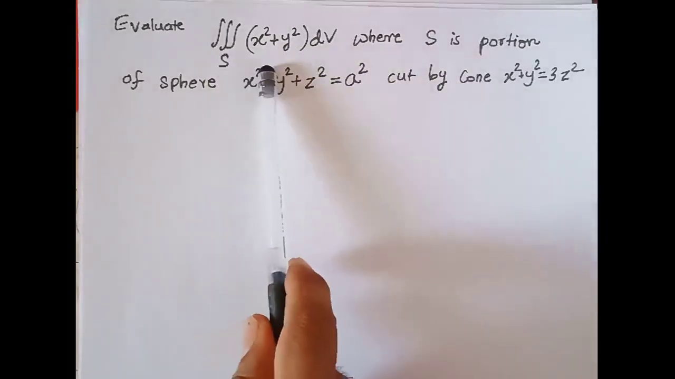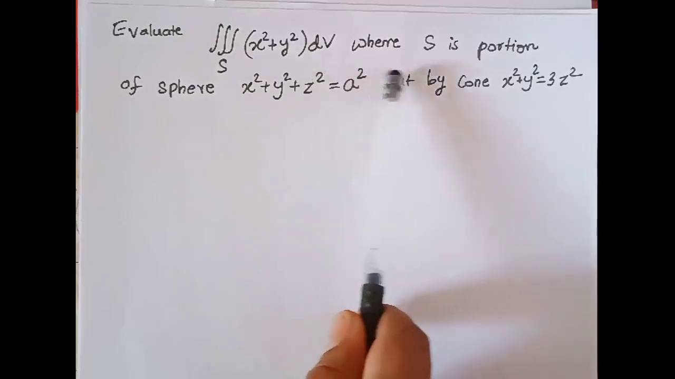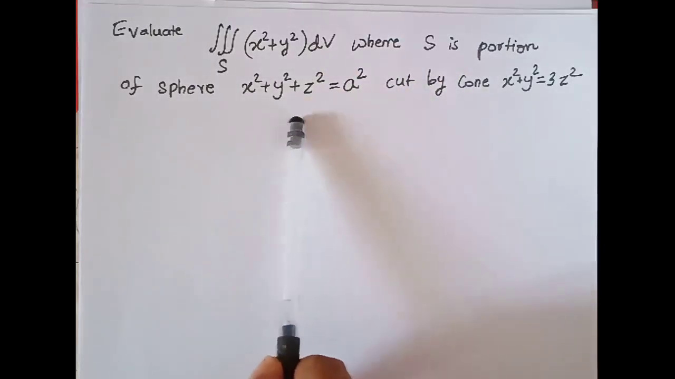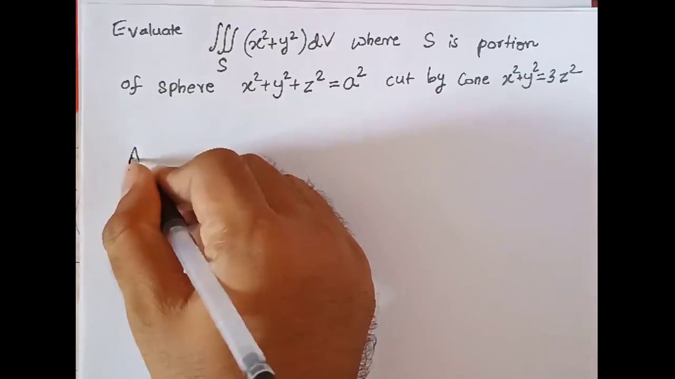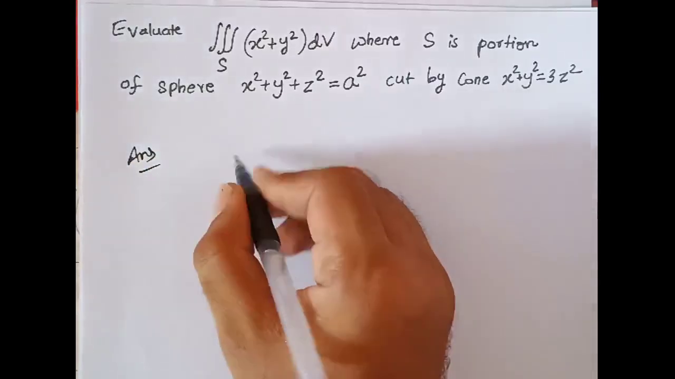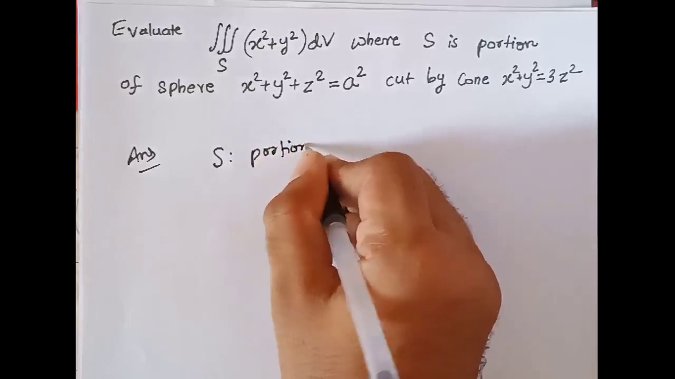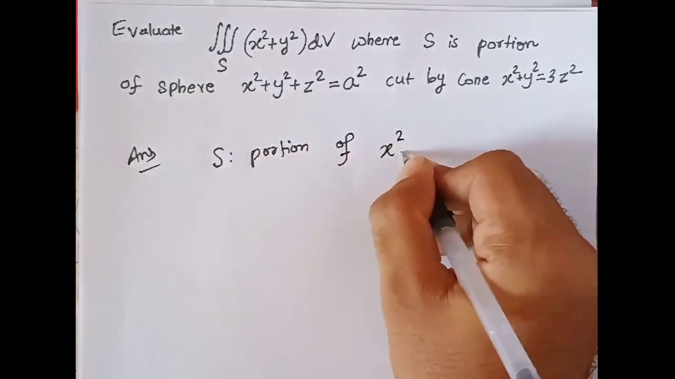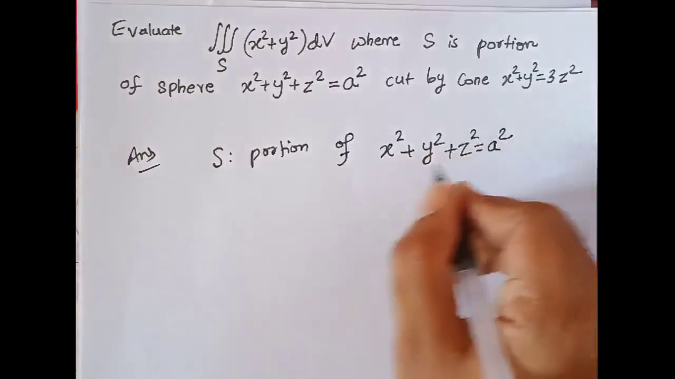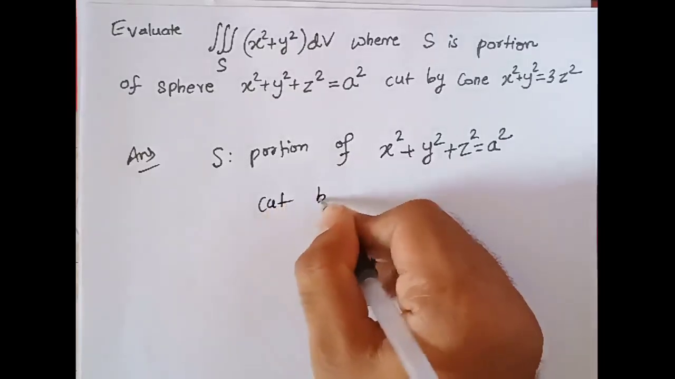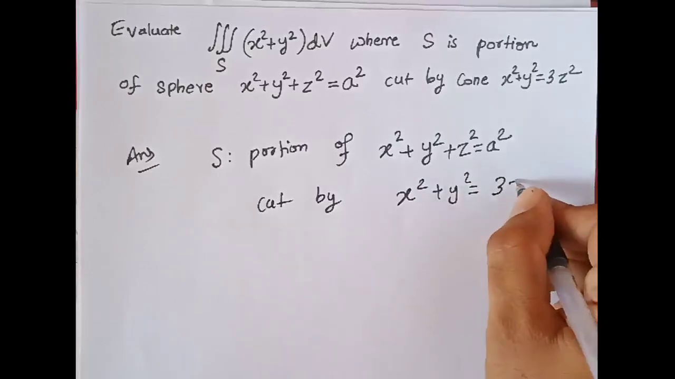Hello everyone. So again we are integrating the function x square plus y square using spherical coordinates, where the region is a sphere and it is cut by a cone. So step 1, to sketch the region. S is the portion of the sphere, that is x square plus y square plus z square equal to a square, cut by the cone x square plus y square equal to 3z square.